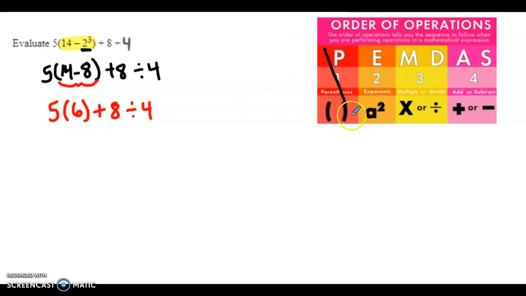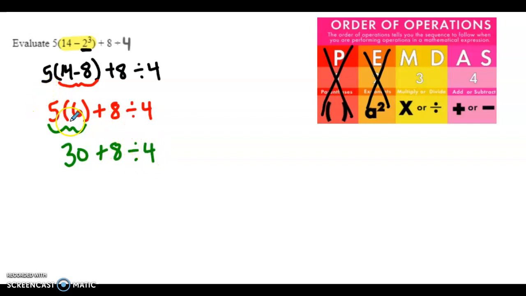So we've done, let me go over here and mark it off. Even though I still have a parentheses, I've done what's inside the parentheses. I've done my exponent, so now I'm on my multiply or divide step. The first thing I see is 5 times 6. So I'm going to deal with this first. 5 times 6 is 30. And I'm just going to bring everything else down.